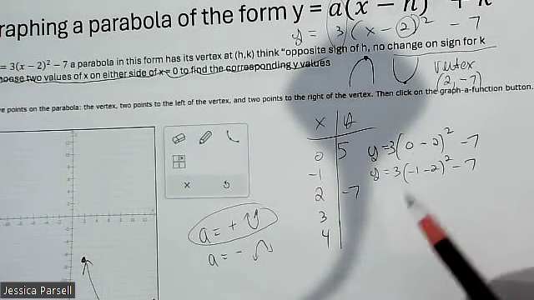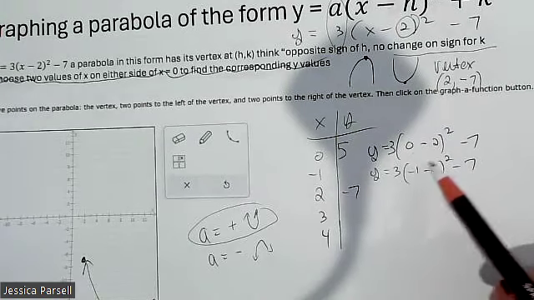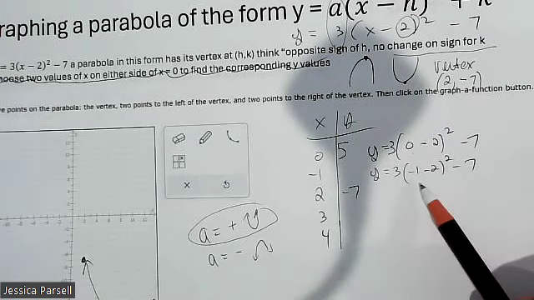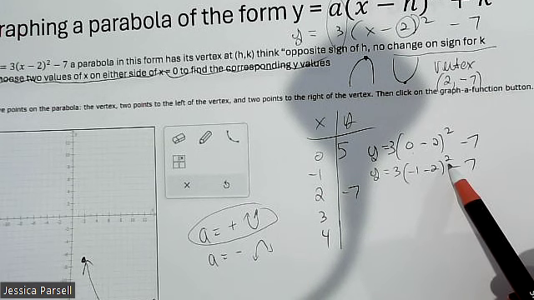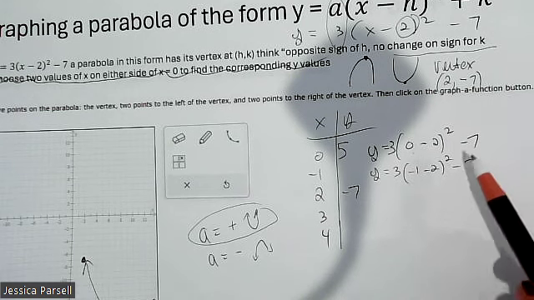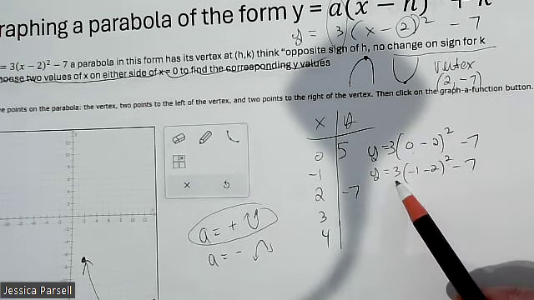Okay, so I placed the -1 in for x. Order of operations, do your parentheses and exponents first. So -1 take away 2 is -3. -3 squared is -3 times -3, which is +9. Let's see here. 9 times 3 is going to be 27.